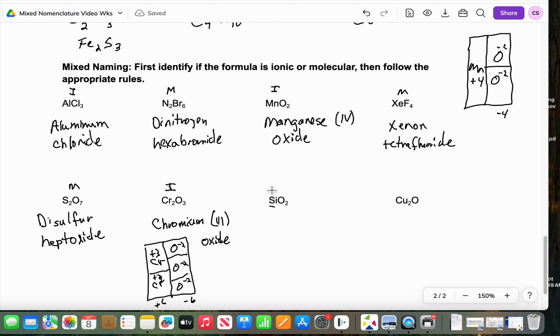Silicon, that's a nonmetal, so that's going to be molecular. So we're going to use the prefixes. Silicon dioxide.